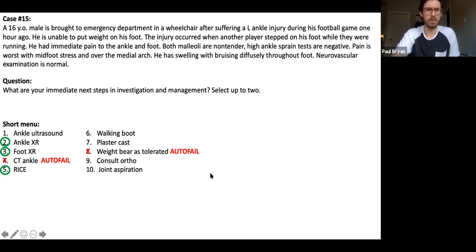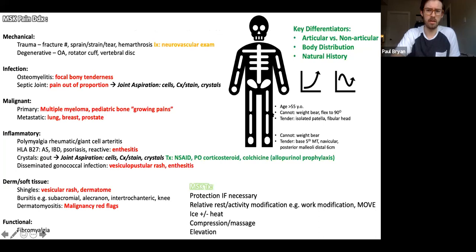Okay, we got a little sidetracked there, I feel like. Okay, so MSK pain, it's good to go through a differential. Again, you'll recognize that this is kind of a similar organization as the back pain, right? So you have mechanical stuff.